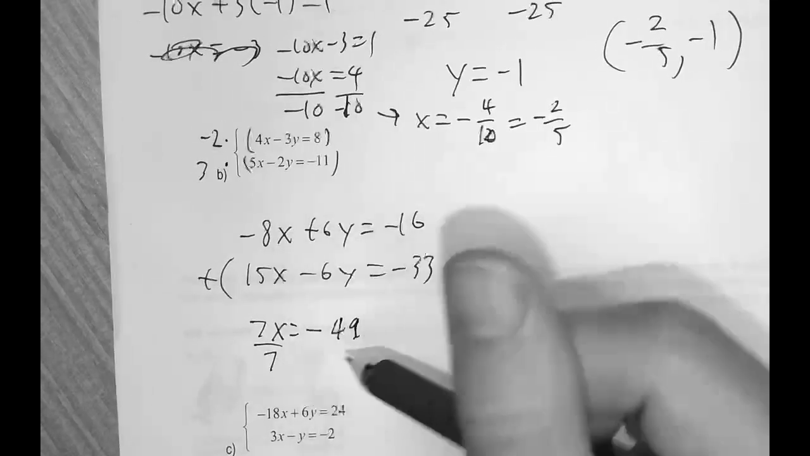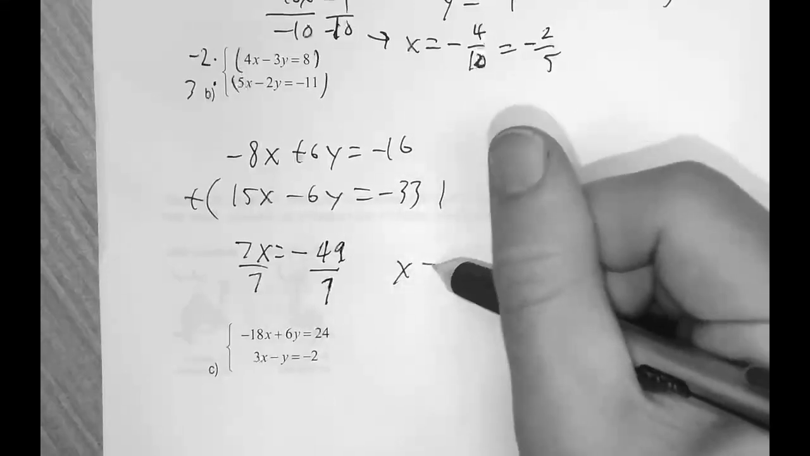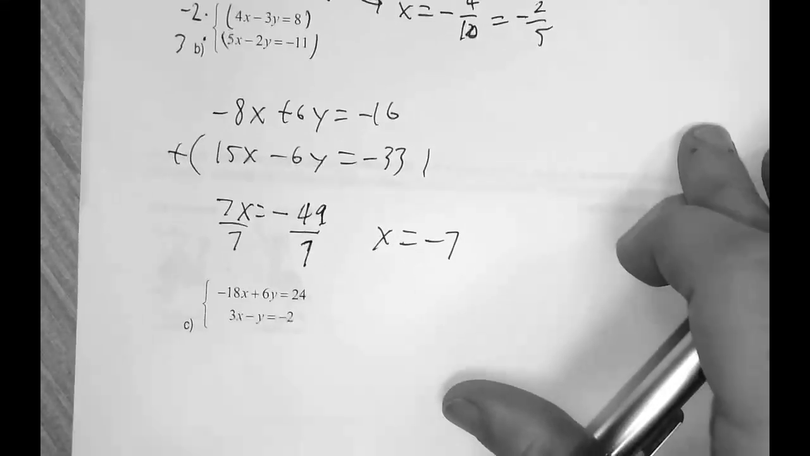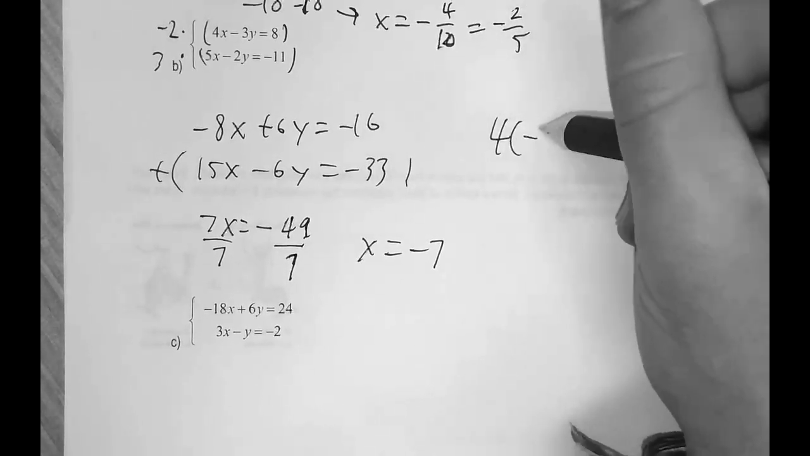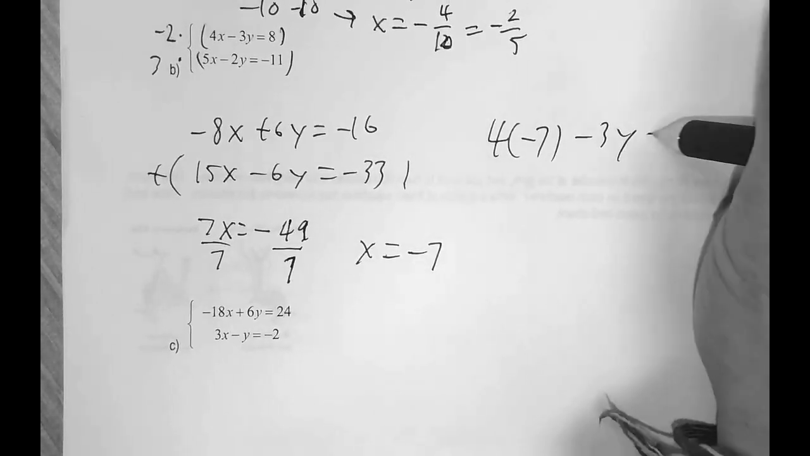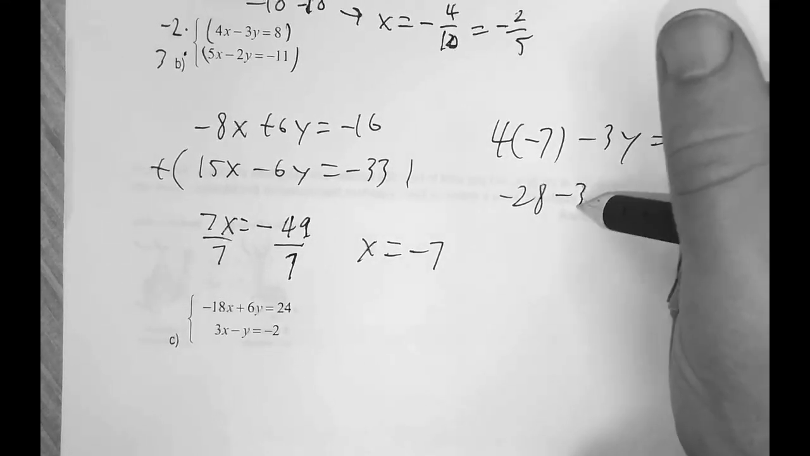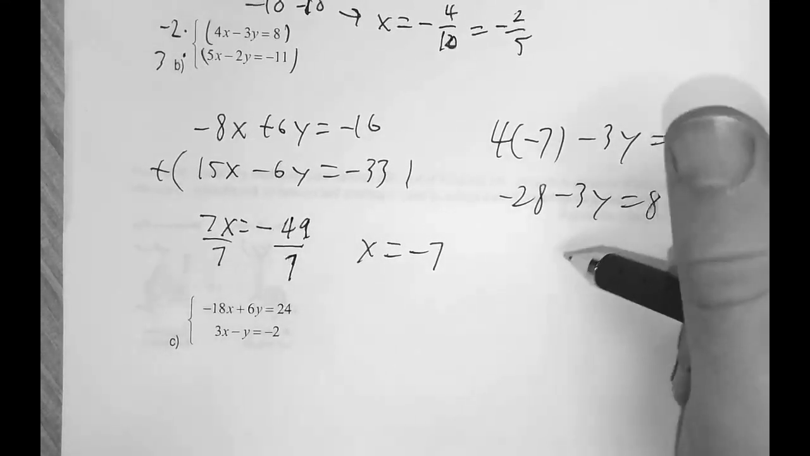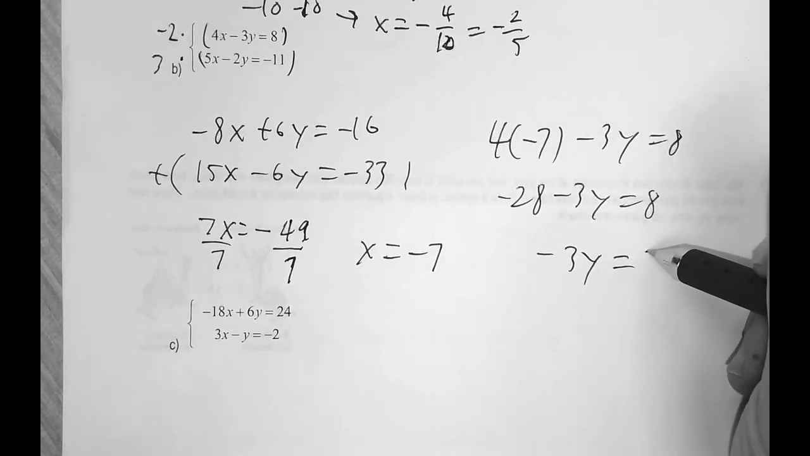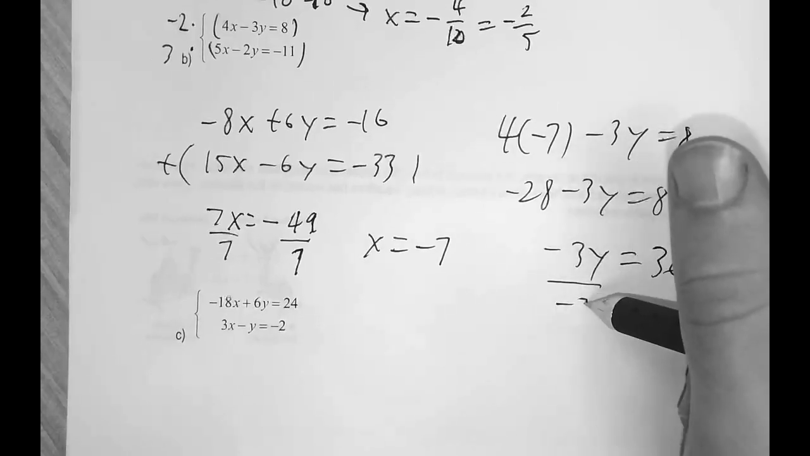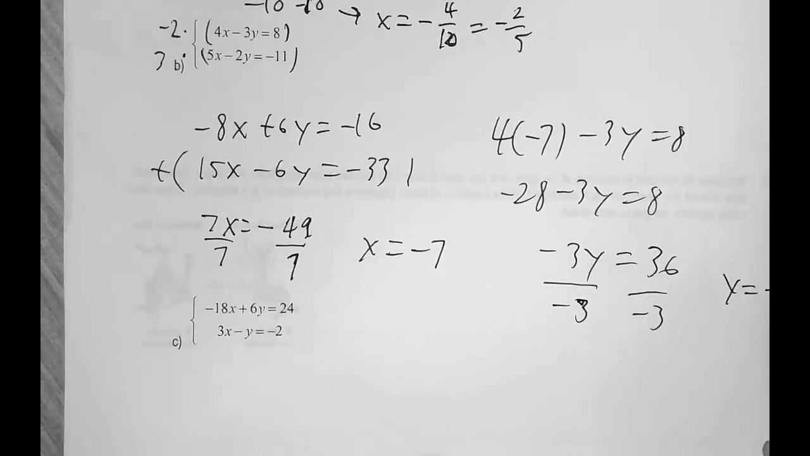And then we divide by 7, divide by 7. And so x equals negative 7. Right, now you know x equals negative 7, you plug it back in. We say 4 times negative 7 minus 3y equals 8. That's negative 28 minus 3y equals 8. That is negative 3y equals 36. Divide by negative 3, divide by negative 3. y equals negative 12.